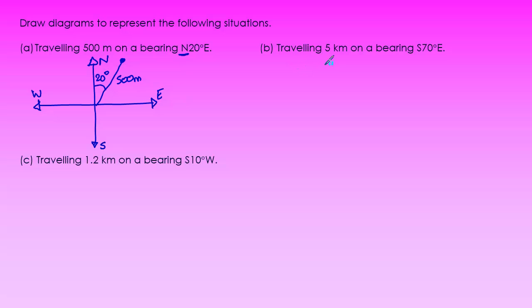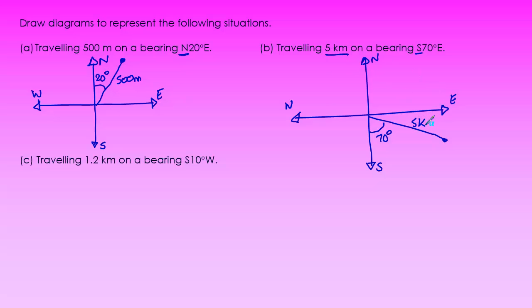So now we have travelling 5 kilometers on a bearing of south 70 degrees east. Now you don't always need to do the whole north, south, east, west, but I'm going to do it just here. So remember, this is west over here, this is east over here. This says we start facing south and we go 70 degrees towards the east, so that's going to make us go in this sort of direction. So this is 70 degrees. So from south 70 degrees towards the east, and we need to indicate that this is 5 kilometers.